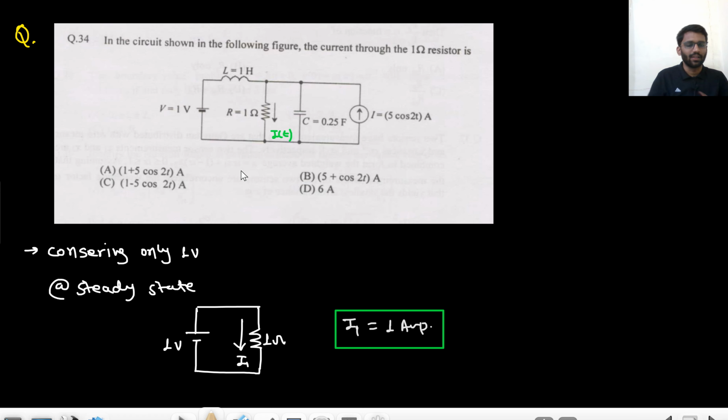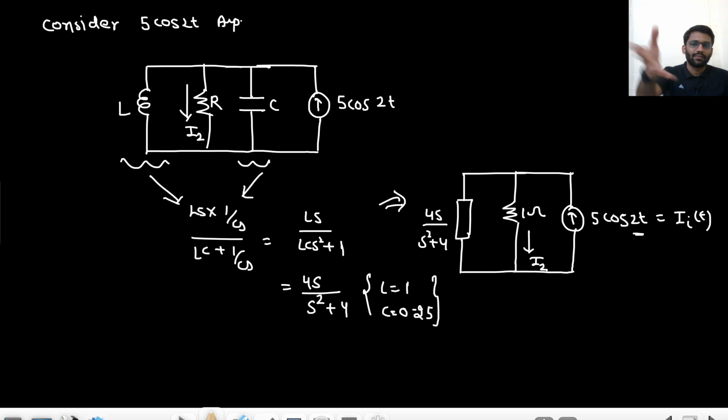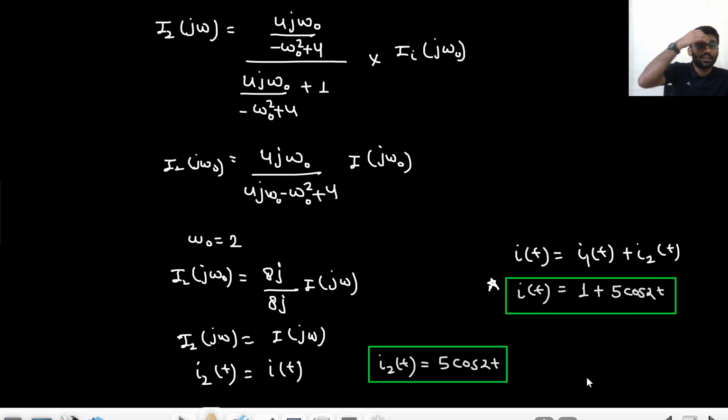So 1 plus 5 cos 2t. After resonance, you will be able to solve it very quickly, because at resonance frequency, all the current flows through the resistance only in case of parallel RLC circuit. Otherwise, by the concept we have studied, first find the impedance, then after finding the impedance, you can divide the current in inverse proportion, and then you get it.